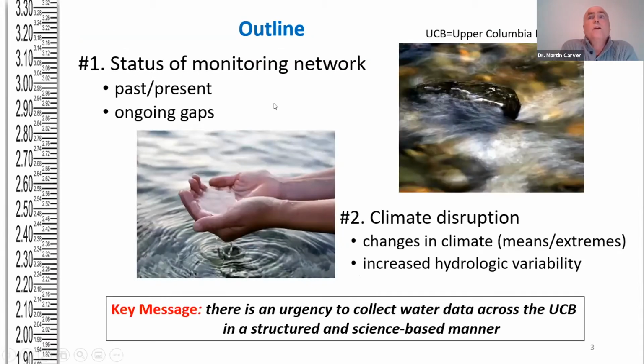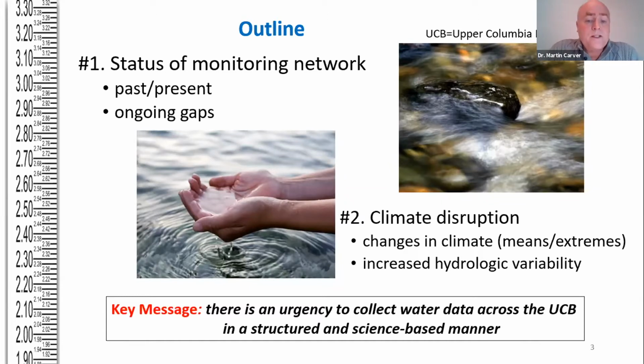Okay, so the outline for my part of the talk then is twofold. I'll have a look at the status of our monitoring network in the Upper Columbia Basin. So the Upper Columbia Basin is the part of the basin that drains near Trail into the United States, both past and present, and with some ongoing gaps in the networks that exist. And then I want to talk about climate disruption and look at some examples in means and extremes of climate that are happening and its consequences for hydrologic variability and the need for monitoring.